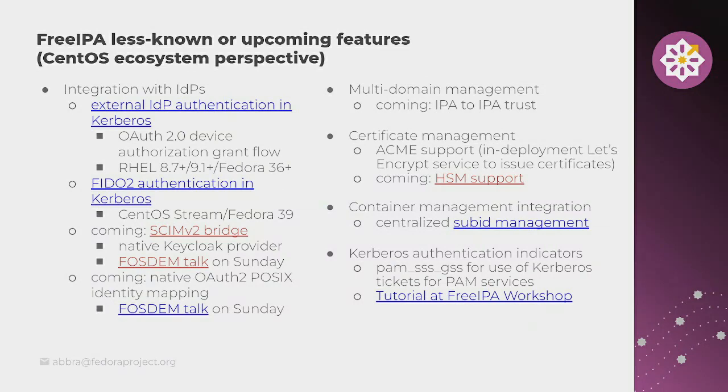And finally, we do support some fancy authentication indicators in Kerberos that can tell you, okay, I used a physical device to authenticate and I get an indicator that says so, and then services can limit access based on whether I used a password, or a passkey, or a smart card, or an OAuth identity provider, and so on. So this is already in RHEL and CentOS Stream, and in Fedora, obviously. And there's a tutorial that you can use to do that stuff.